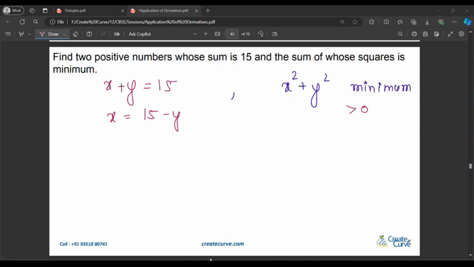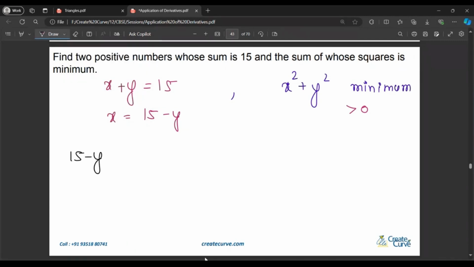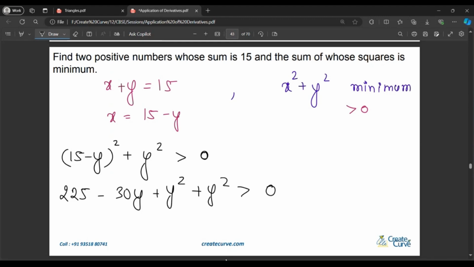Minimum. Now try to find out the value for y. Substitute here: 15 minus y the whole squared plus y squared is slightly greater than 0. This is called minimum. Quickly find out the y value. This will come as 225 minus 30y. Then this will be what? Plus y squared. Plus y squared is greater than 0. So this will become 2y squared minus 30y plus 225 is greater than 0.